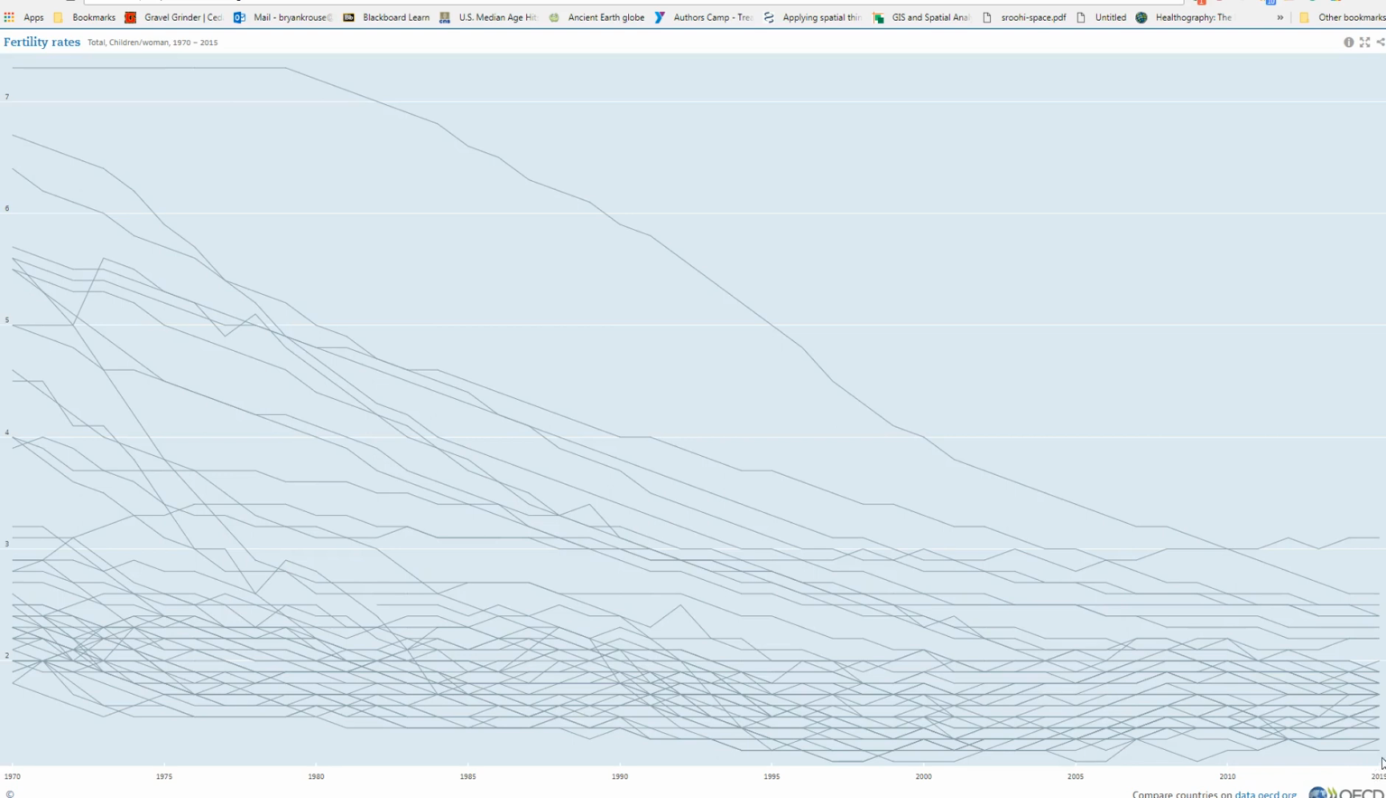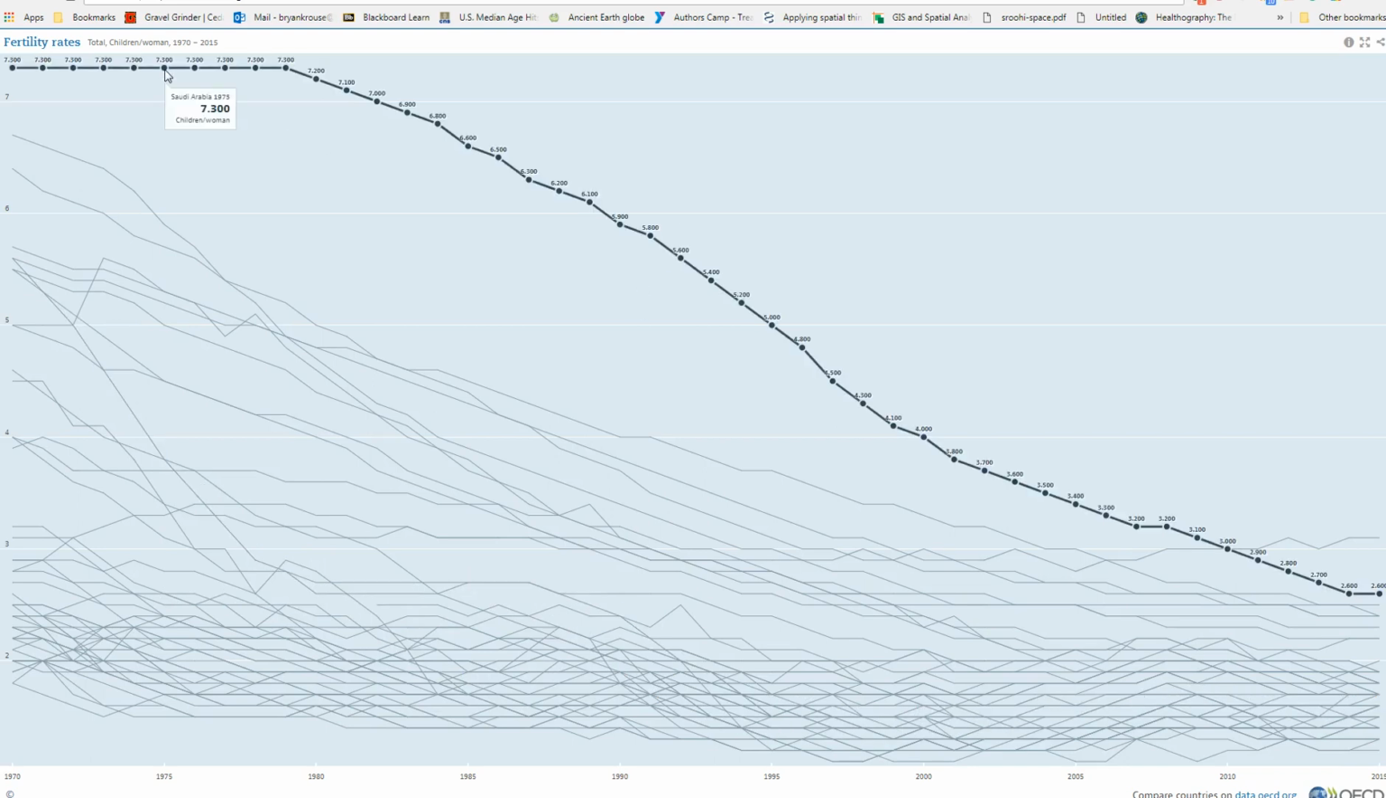So the general trend, and even if some places like sub-Saharan Africa are not in here, their trend is the same, is having fewer and fewer kids. We can click on here, go way up here, and look at Saudi Arabia. In the 70s and up into 1980, 7.3 children for each woman. That is a lot of kids.